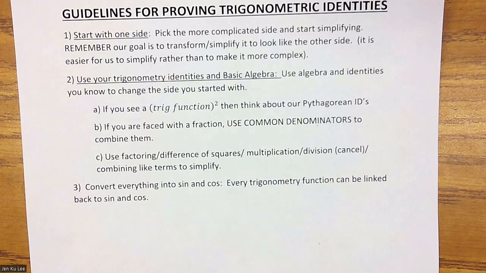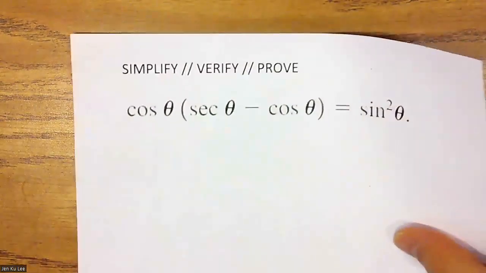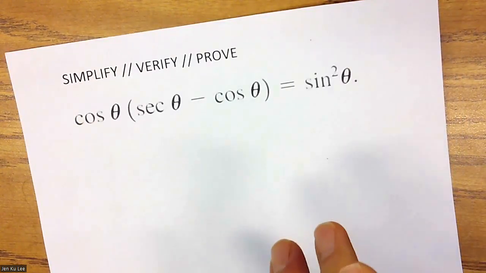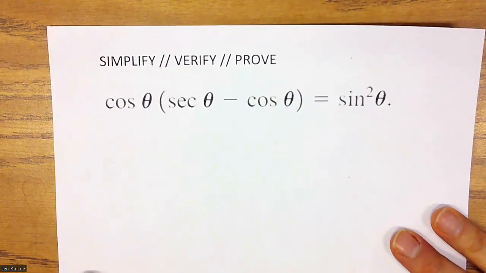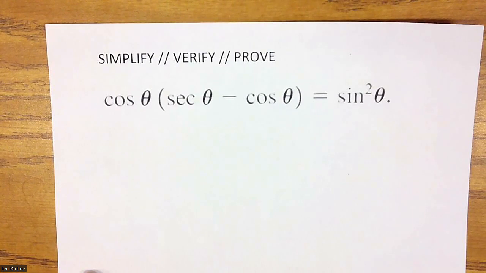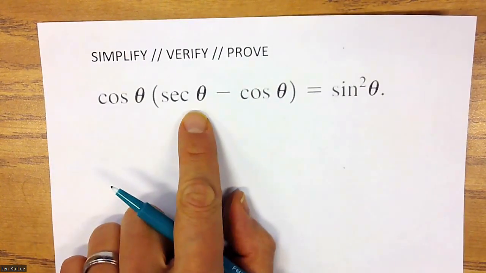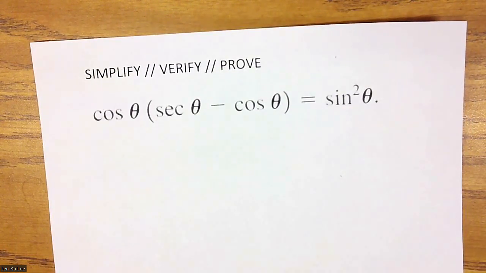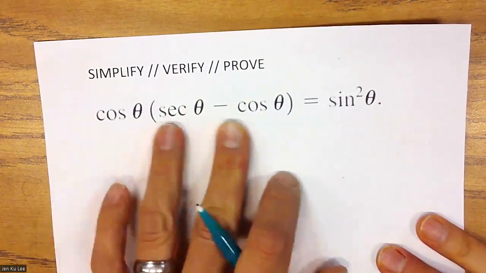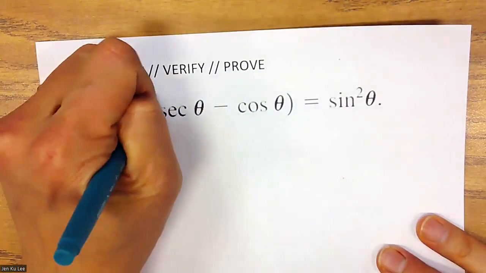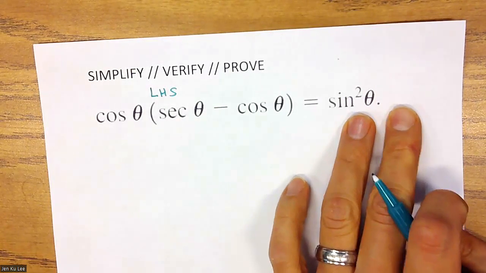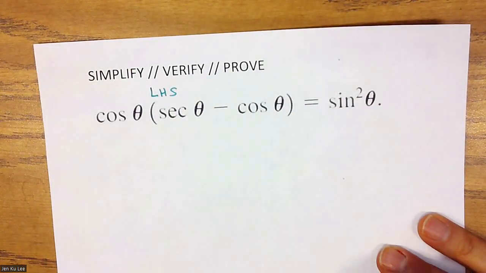Using trig identities, basic algebra, along with converting everything into sine and cosine. All right? So that's what we're going to do right now with our first example. This one here. First step is to start with one side, the more complicated side. So is my left-hand side more complicated or my right-hand side more complicated? The left one, right? Yeah, with all of these trig functions. Okay, so I'm gonna simplify this side to look like this side. I wanna get sine squared x.